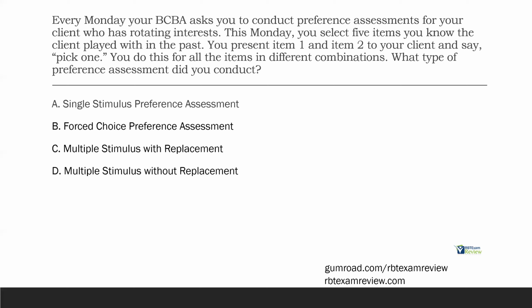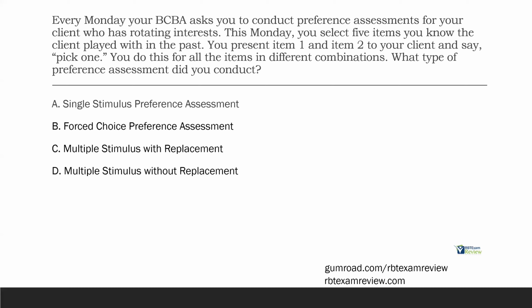Every Monday, your BCBA asks you to conduct preference assessments for your client who has rotating interest. This Monday, you select 5 items you know the client played with in the past. You present item 1 and item 2 to your client and say, pick one. You do this for all the items in different combinations. What type of preference assessment did you conduct?